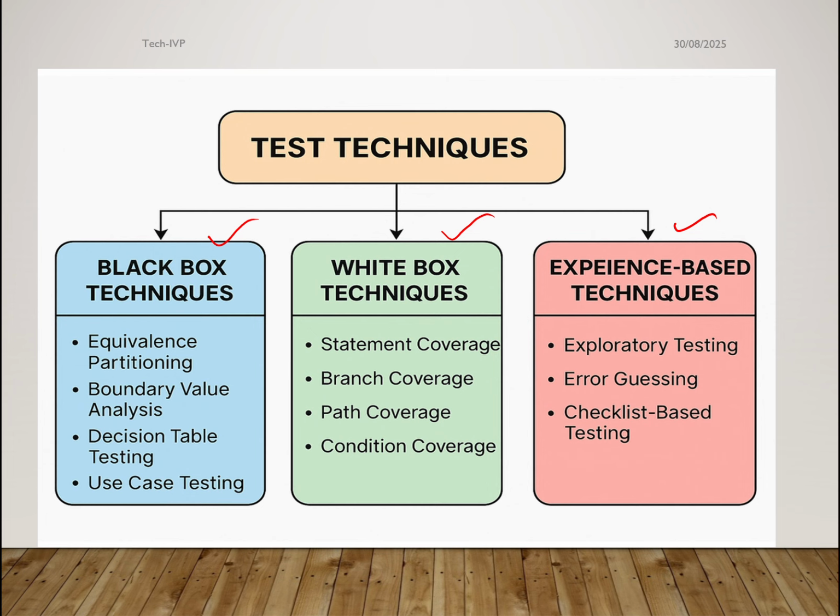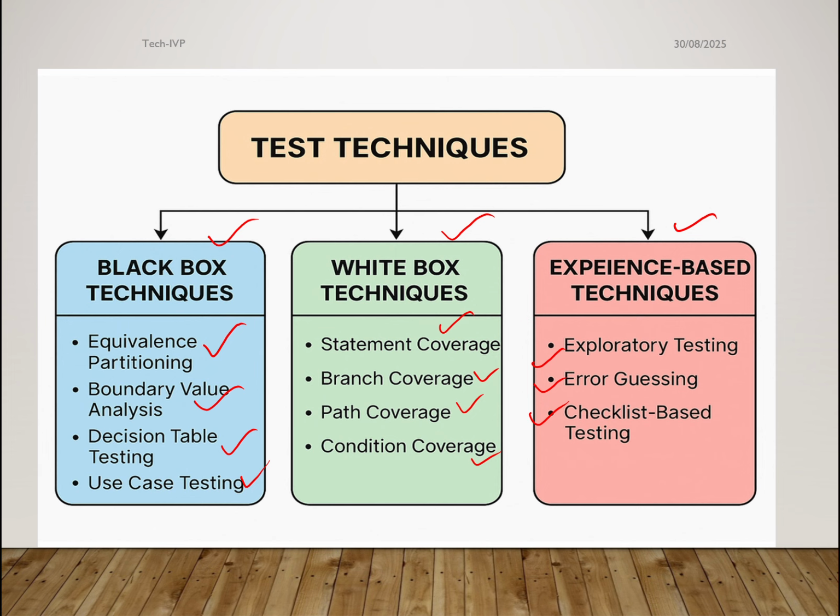Black box means where we don't know about the code model, how your code is working. But in white box we know how code is working. And experience based, where we don't mind about the UI level or the code level. We have to just explore the things. So black box has different categories: equivalence partitioning, boundary value analysis, decision table, and use case testing. And white box has statement coverage, branch coverage, path coverage, and conditional coverage. And if we talk about the experience based technique: exploratory, error guessing, and the checklist.